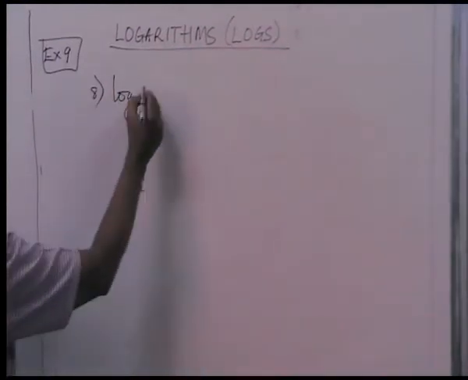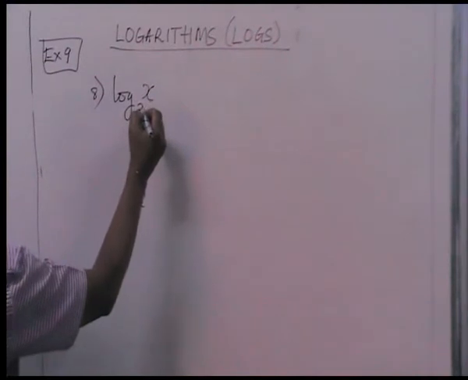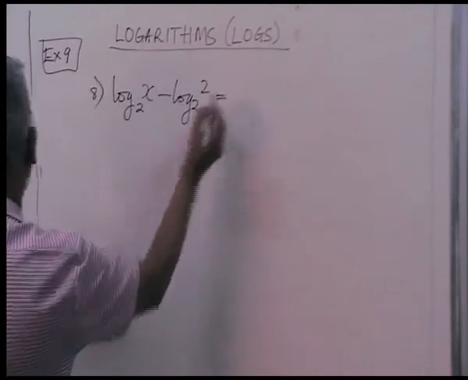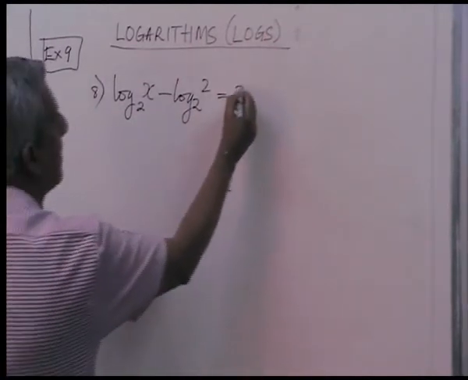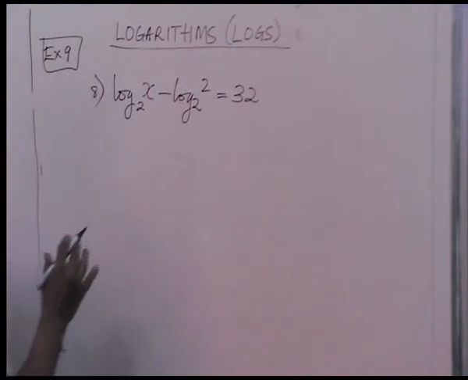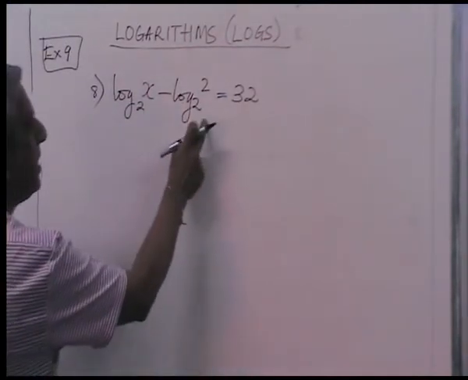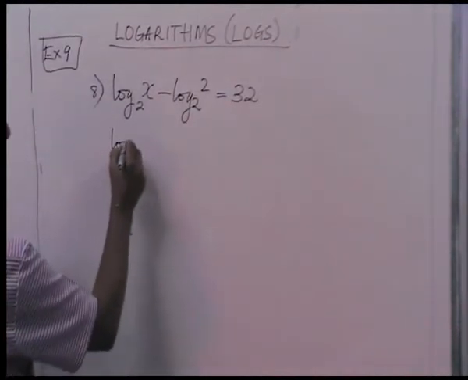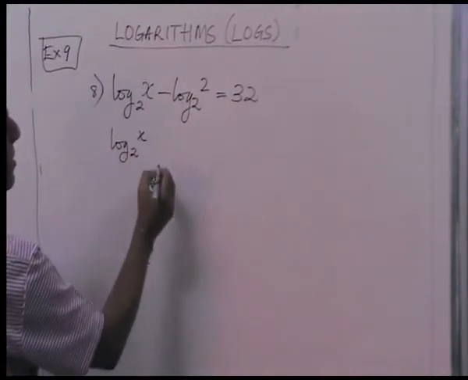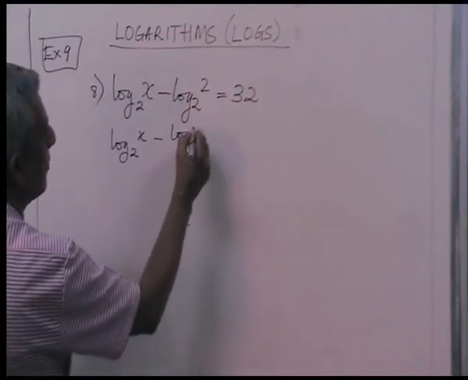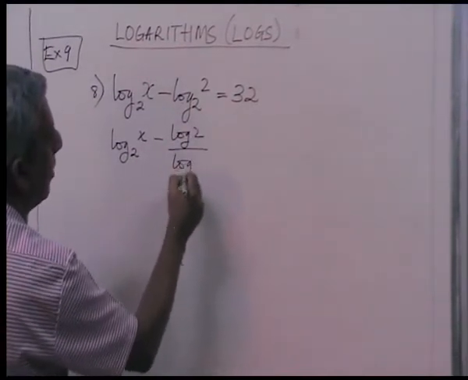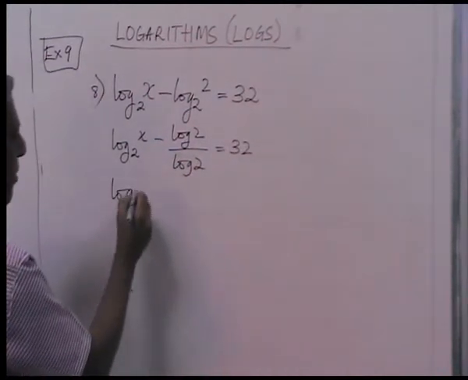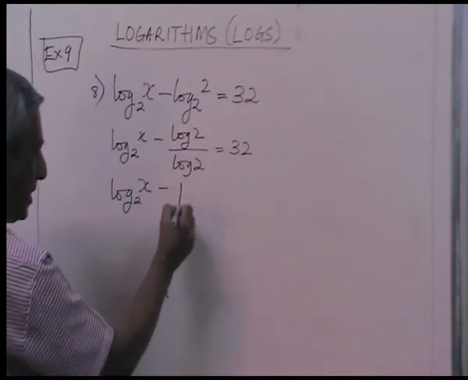Number 8, we have log of x to the base 2 minus log of 2 to the base 2 is equal to 32. Let's suppose I don't want to use a minus b. I've seen this and I've decided to change base. So I'll say that log of x to the base 2 minus log of 2 all over log of 2 is equal to 32.